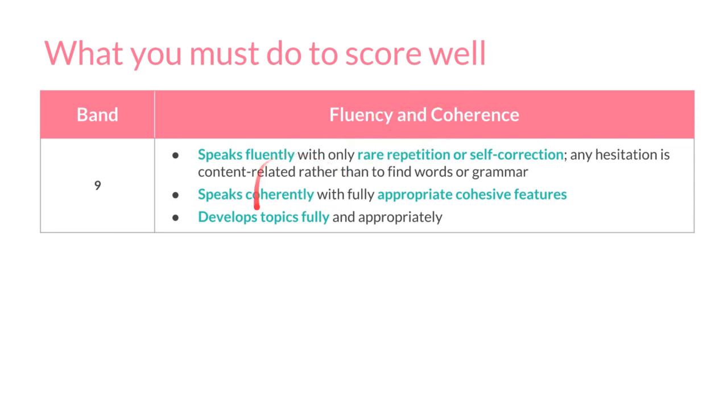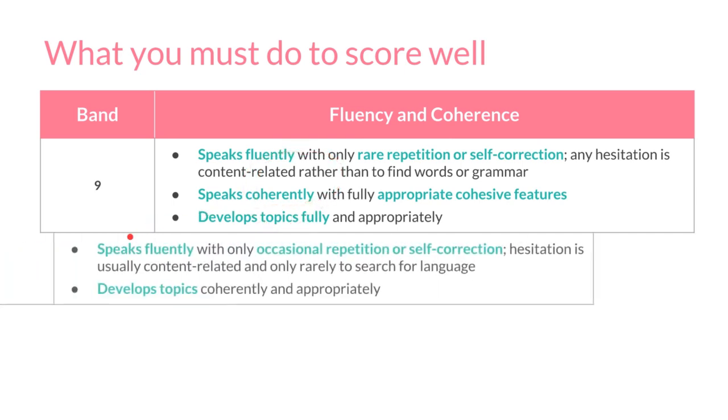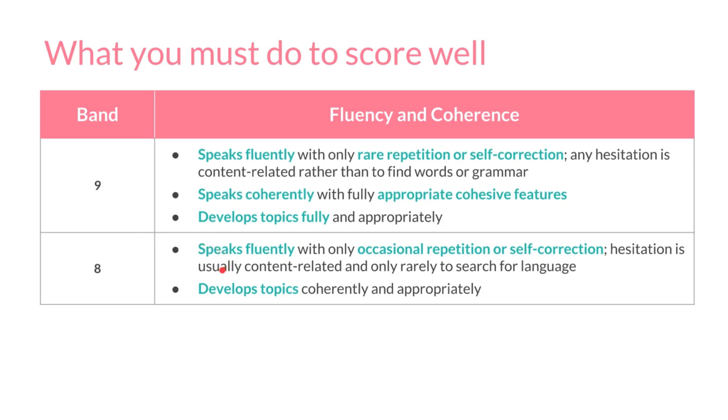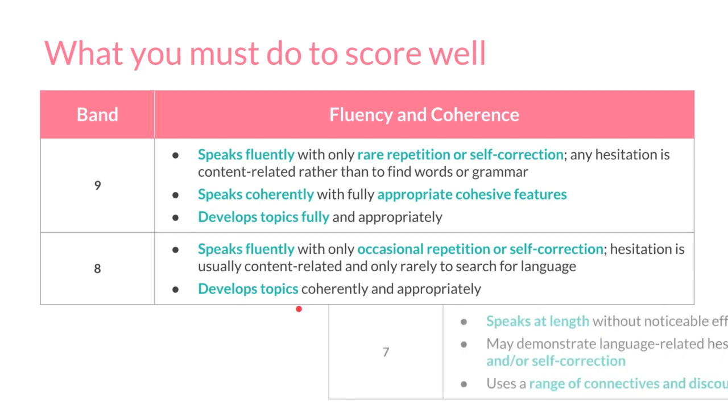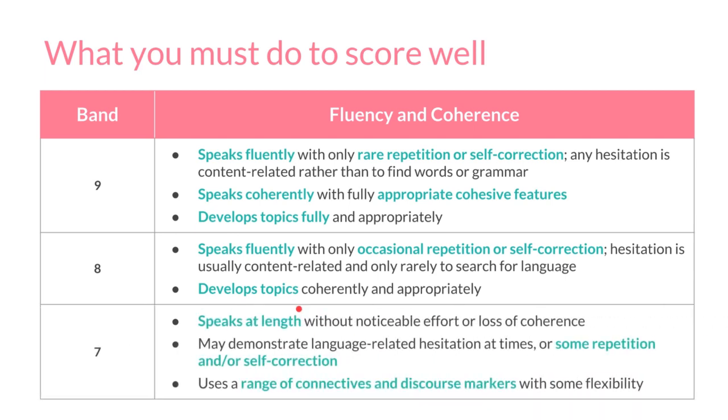Now, let's say that you don't do all of these things, and let's say that you wanted to get a band 8. If you wanted to get a band 8, here's what you need to do. You still need to speak fluently, and again, you should try to avoid repeating yourself or correcting yourself. And you also need to develop your topics coherently, meaning you need to use some cohesive devices to make your answers flow smoothly from one idea to the next. And you need to develop your topic enough, okay? So extend upon the ideas and make sure that your ideas are well developed.